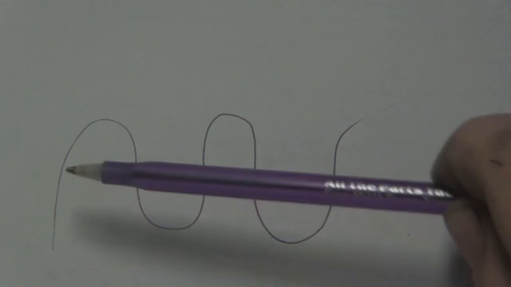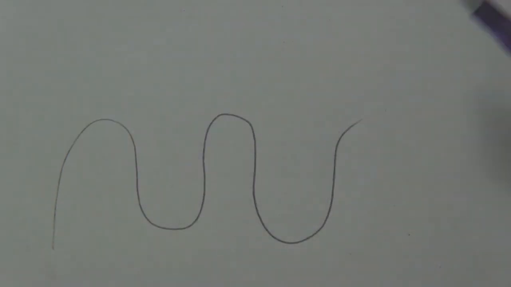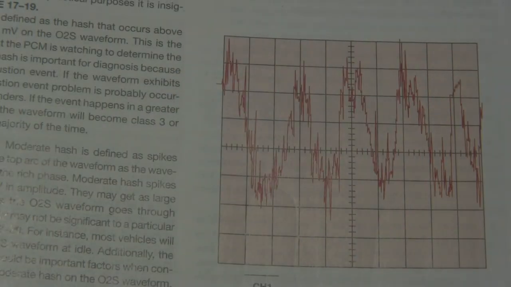Would a scan tool show you hash? It might show you some, but it's typically going to clean that image up. And so when we're looking at diagnosing drivability issues on a car via the oxygen sensor, we need to understand that the scan tool data can lie. Typically, though, the scan tool data is enough to go on because we're going to see a scale range.